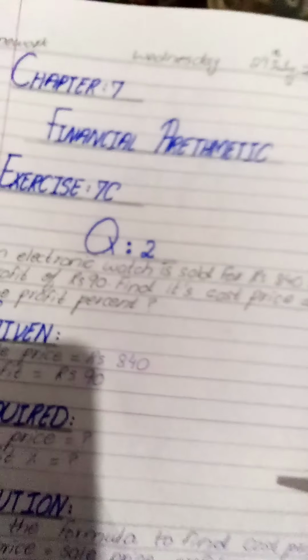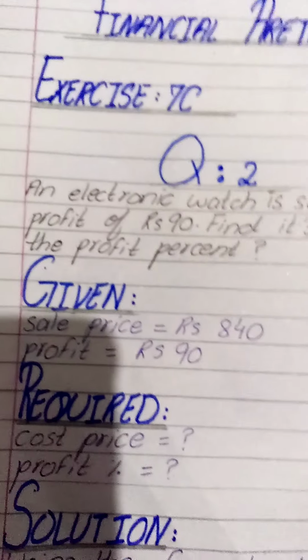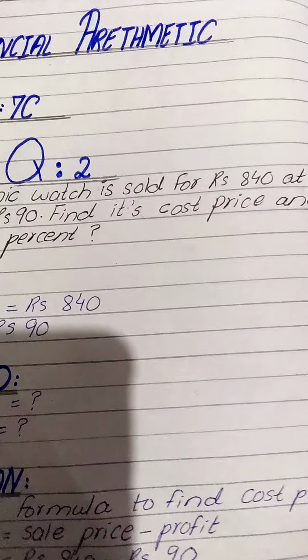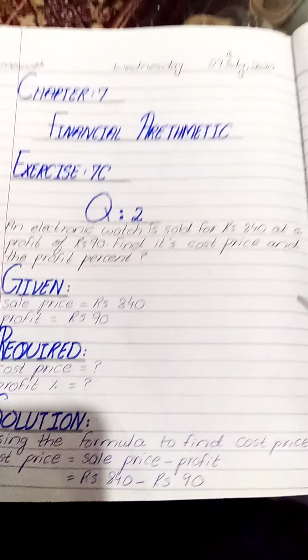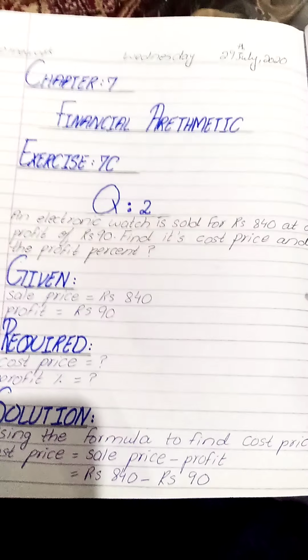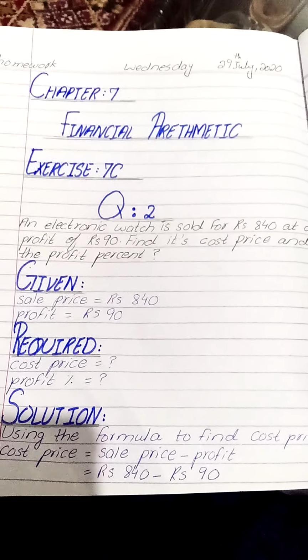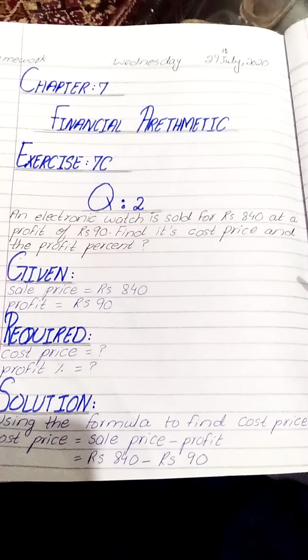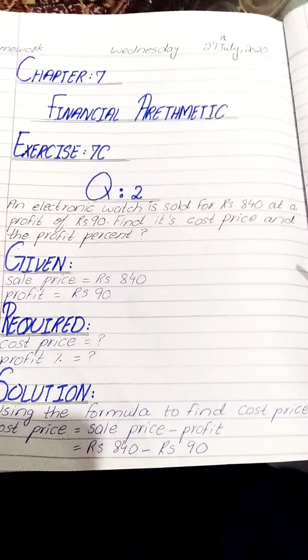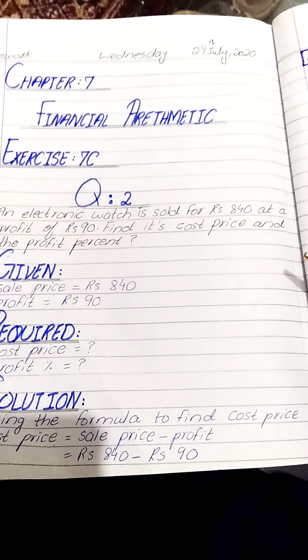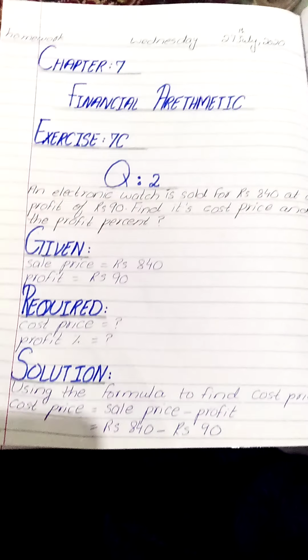Let's read the question. Is it clear? Okay, the question is: an electronic watch is sold for rupees 840 at a profit of rupees 90. Find its cost price and profit percent. Again, I am reading the question because it was blurry before. Now it is clear. An electronic watch is sold for rupees 840 at a profit of rupees 90. Find its cost price and profit percent.